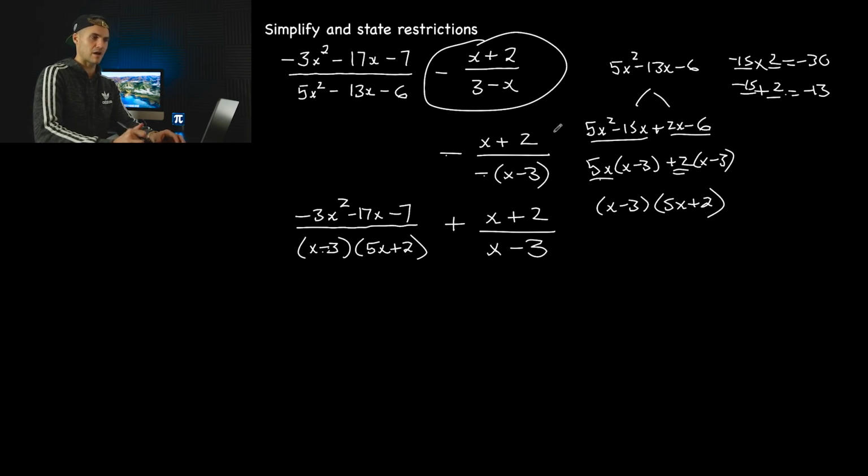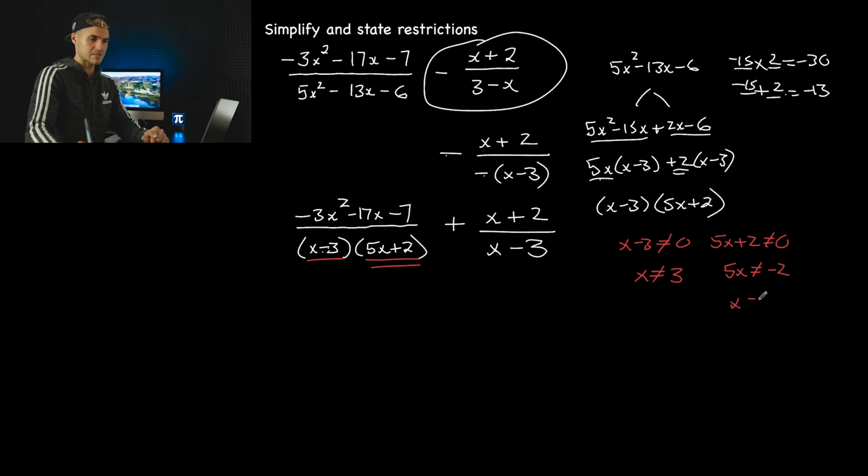Before we simplify, let's get the restrictions here, because once stuff starts canceling out, you may forget about them. So what are the restrictions here going to be? Well, notice that x minus 3 cannot equal 0, so that means x cannot equal 3. And then notice that 5x plus 2 can't equal 0, which means 5x cannot equal negative 2, which means x cannot equal negative 2 over 5. Those are our two restrictions, and over here the x minus 3, we already dealt with that. So x cannot equal 3, x cannot equal negative 2 over 5.